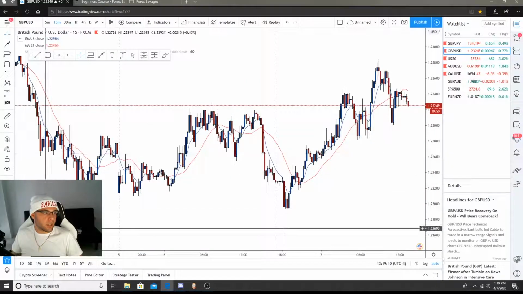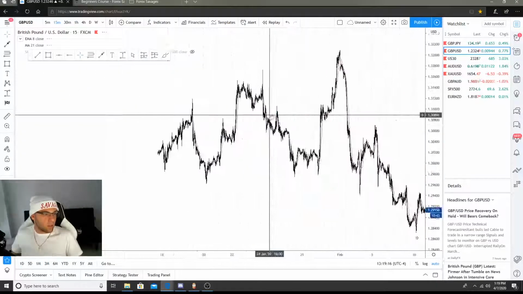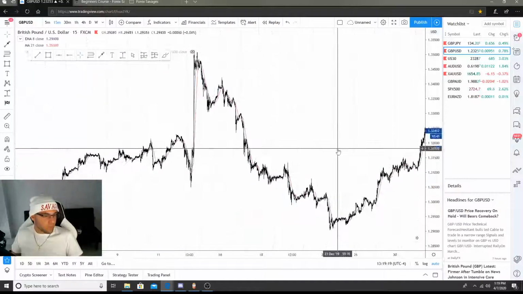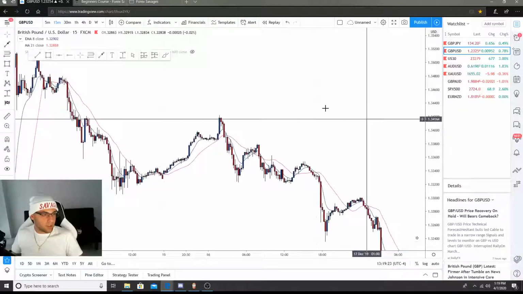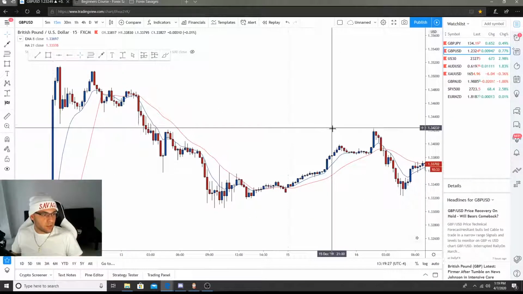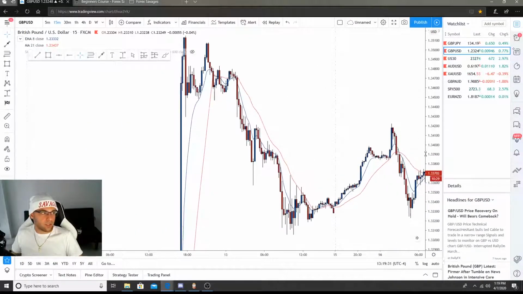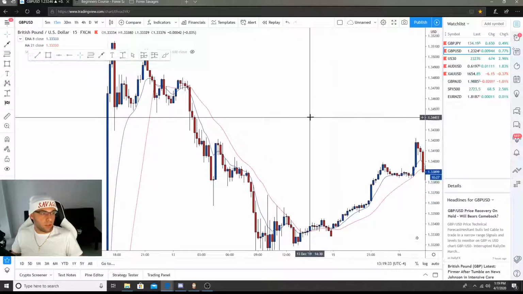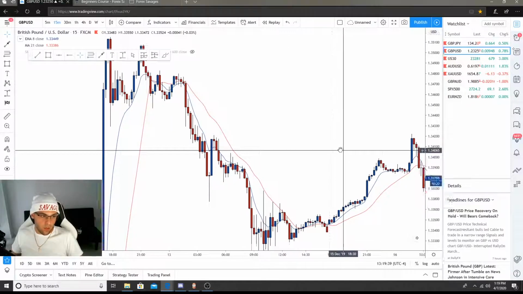So let's kind of go back. Let's go kind of far back. A little bit more far back. Let's go a little far back. So look at this. Here, this is a nice little trending market. As you guys can see here, this is December. December was a really good month, actually. December was real beautiful. There was a lot of volatility, a lot of movement. It was just a really insane month.